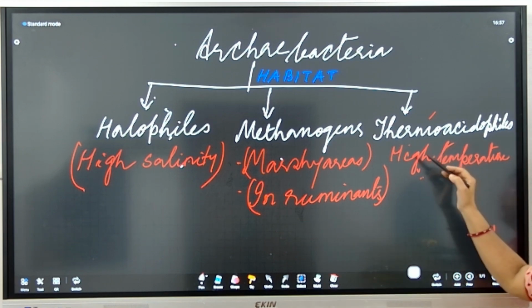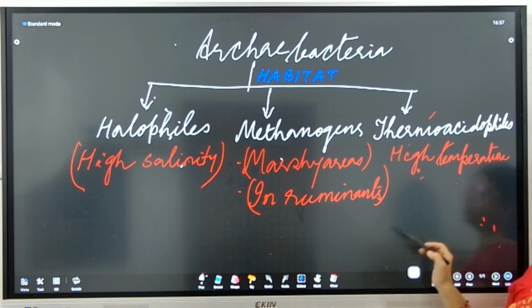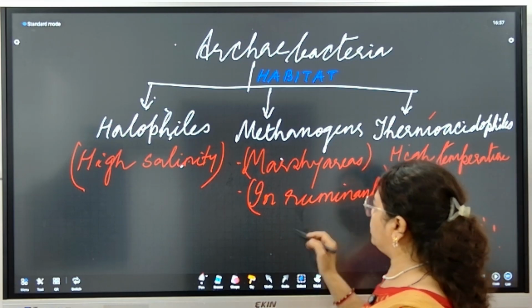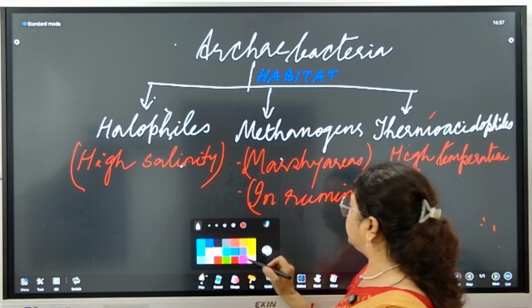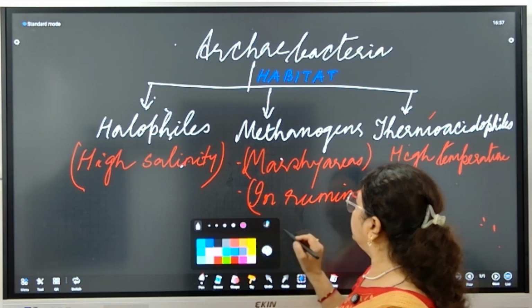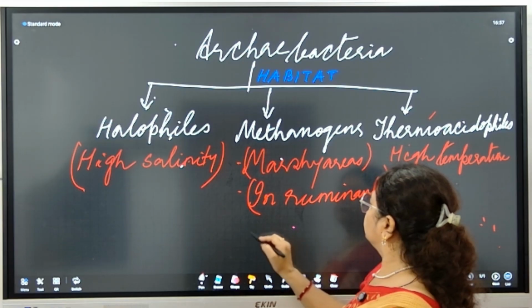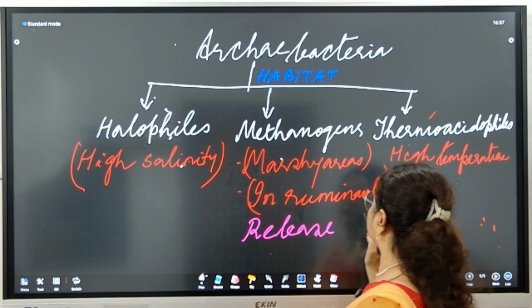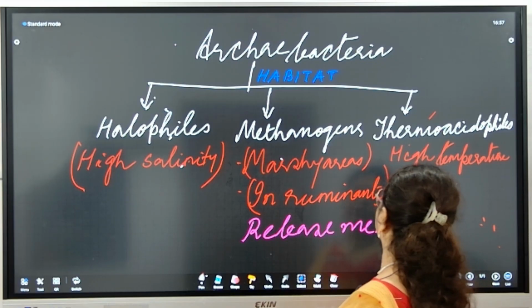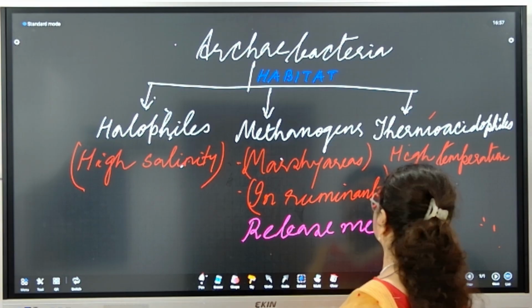So this is important for class 12. Methanogens are important because they release methane, which is again a very important gas. So the name is methanogens.